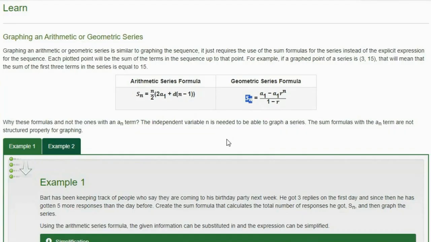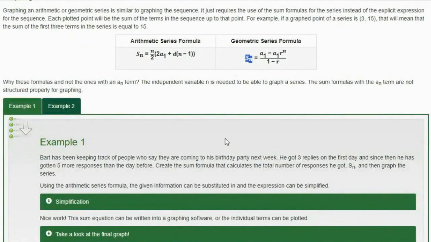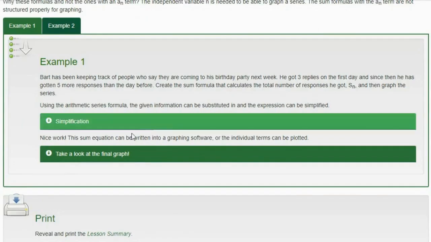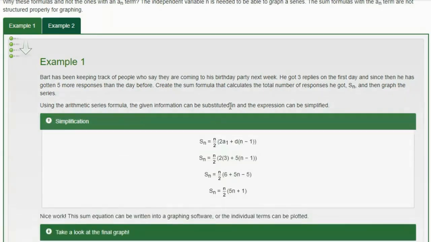So let's look at an example using the series formula. Bart has been keeping track of the people who say they're coming to his birthday party. Got 3 replies. Oh, wait, we looked at this. Oh, but we didn't look at the total. We looked at each day. 3 replies the first day, and since he's got 5 more, create a sum formula to know how many he gets altogether. But it doesn't say how many days. Oh, just the sum formula.